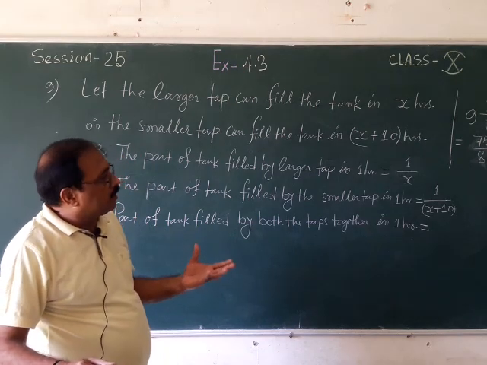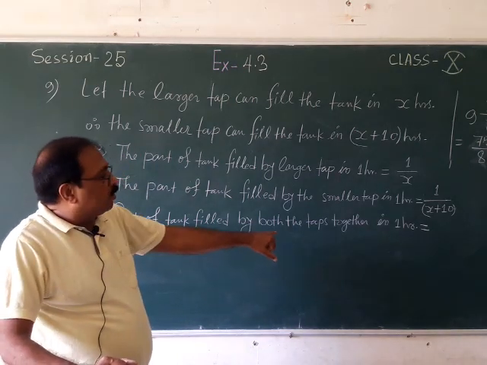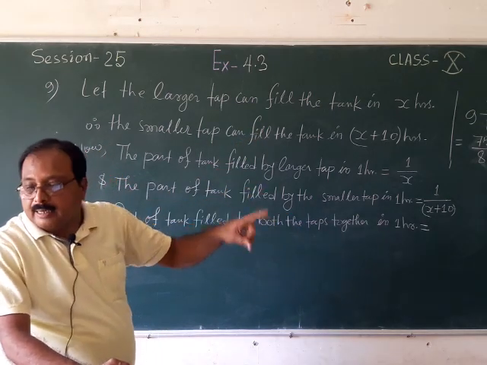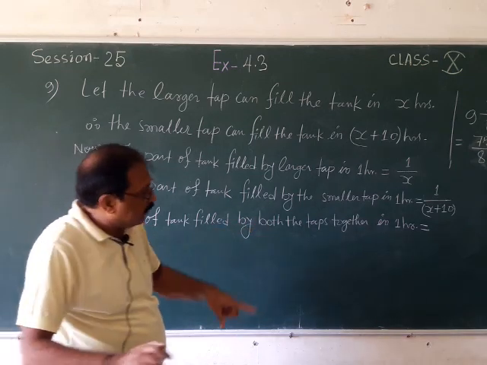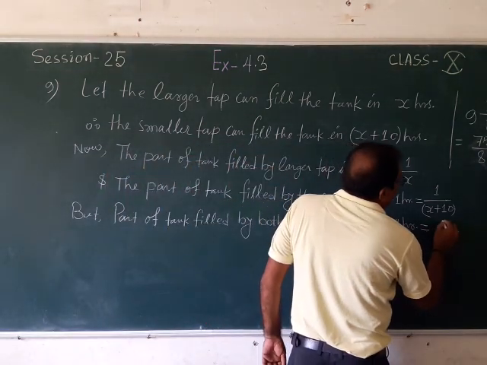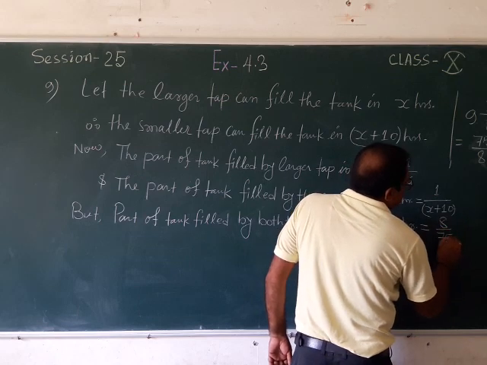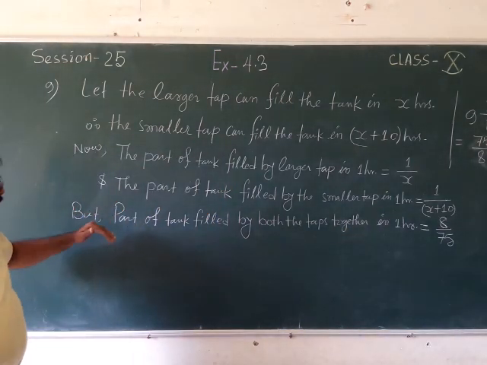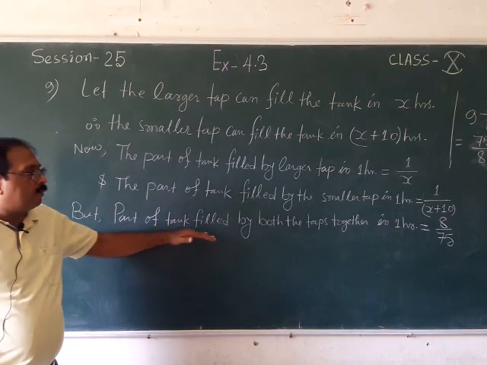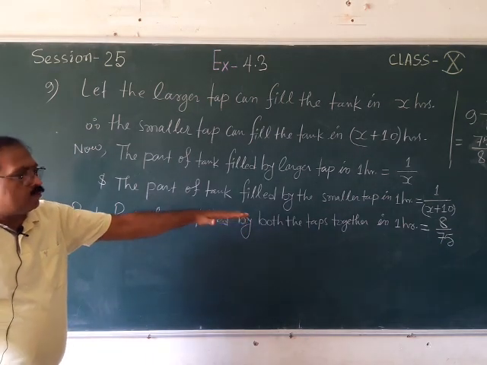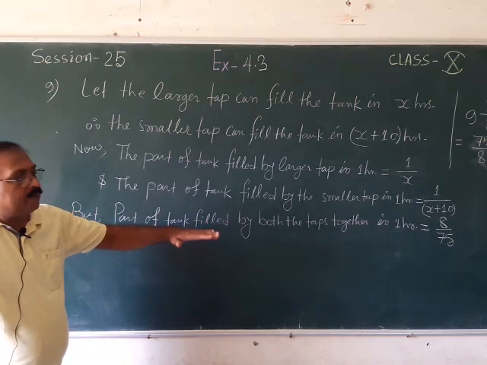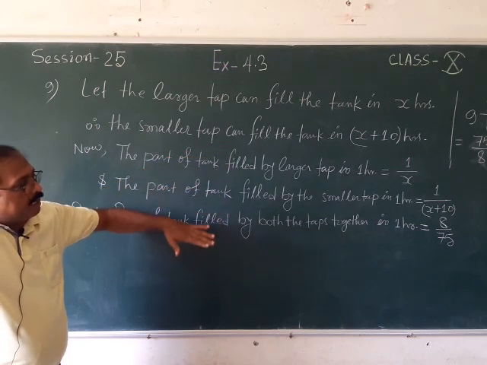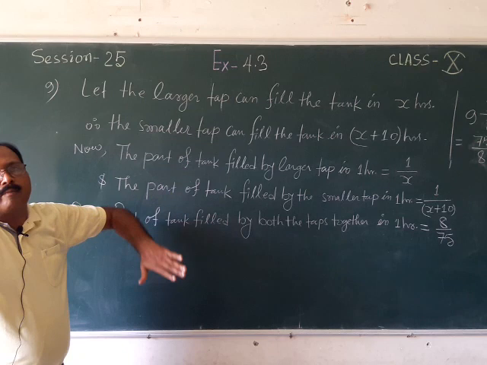If you find the part of the tank filled by both the taps together in 1 hour, that will be 1 upon 75 by 8, that means it will be 8 upon 75. So, how is it coming here? Look here very carefully. The part of the tank filled by both the taps together in 1 hour will be 8 upon 75. Why 8 upon 75? Because you can see that they are taking together 75 by 8 hours to fill the tank.